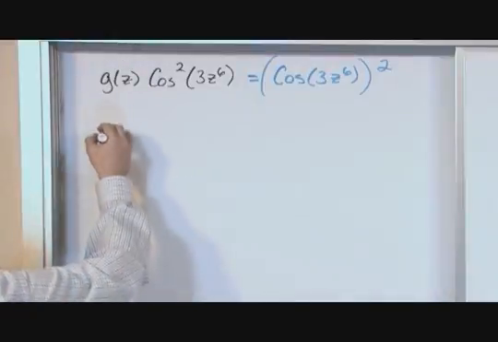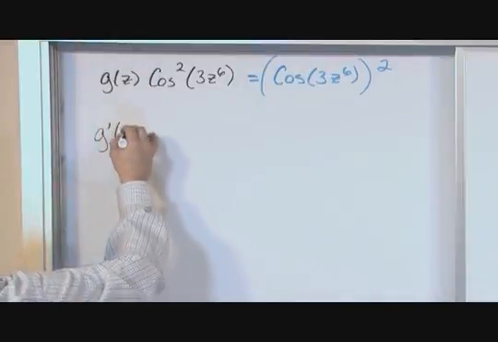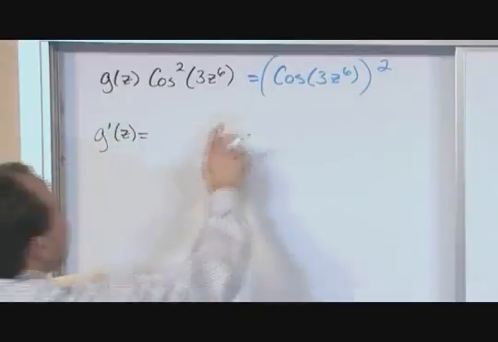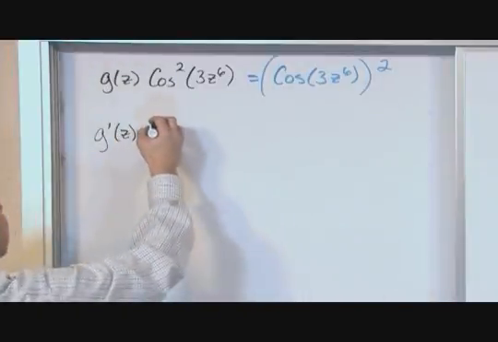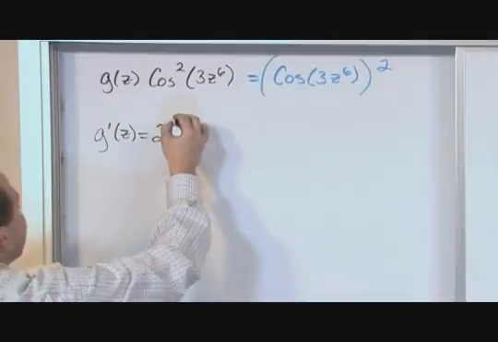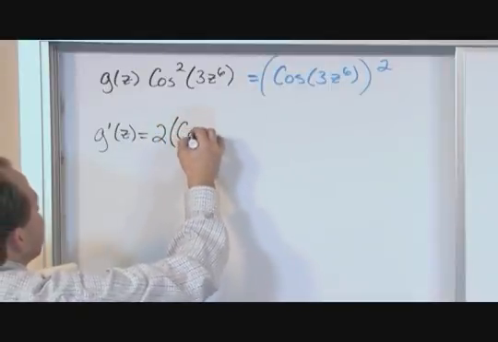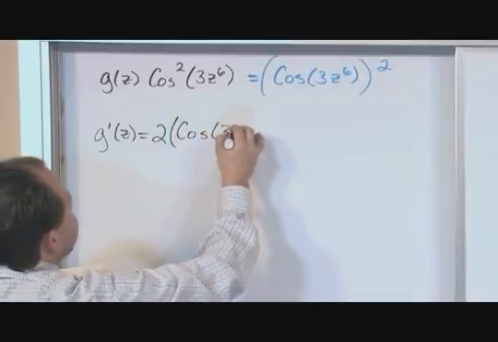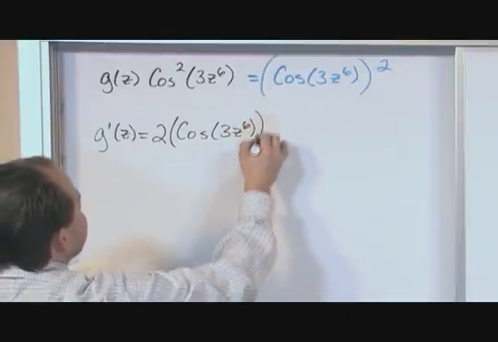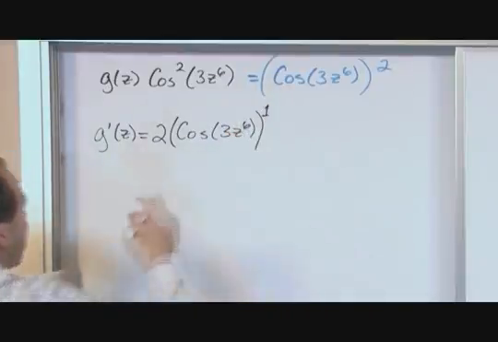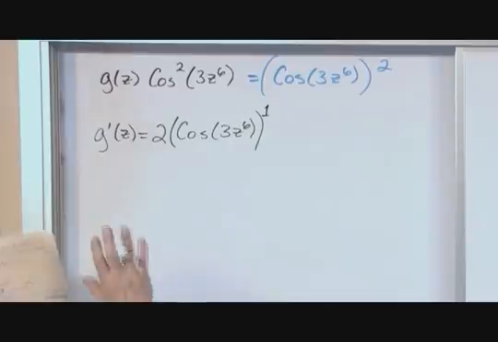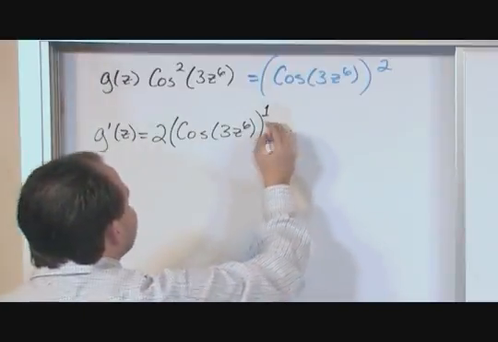So what we'll have is g prime of z is equal to. The outer function is this 2, this exponent. So we'll bring the 2 down. We'll keep everything in the center. Cosine 3z to the 6. Everything in the inside stays the same to the power of 1. I'll just write it there to be explicit. We can't stop there. We have to multiply by the derivative of the inside.